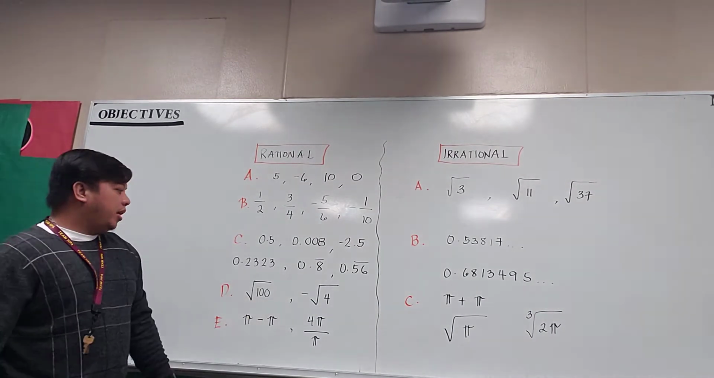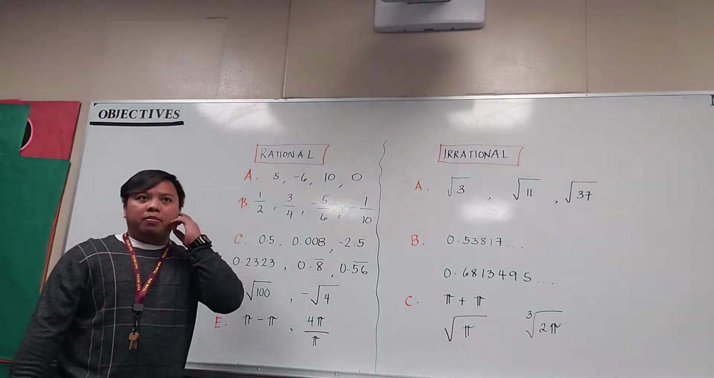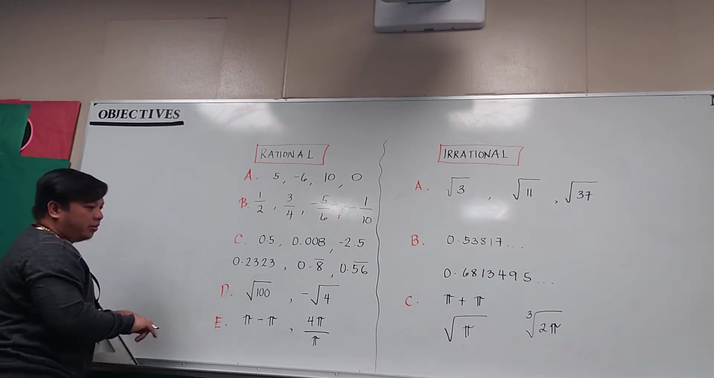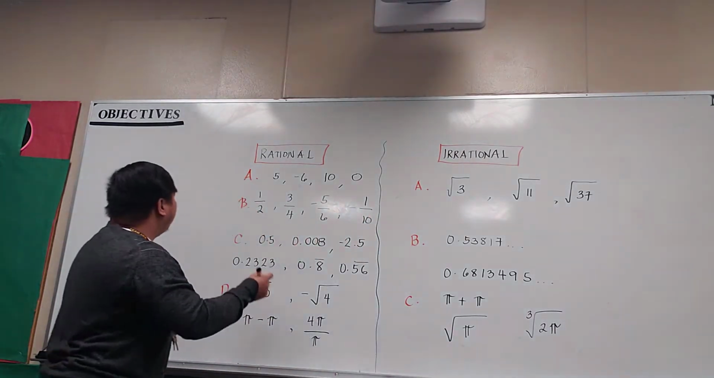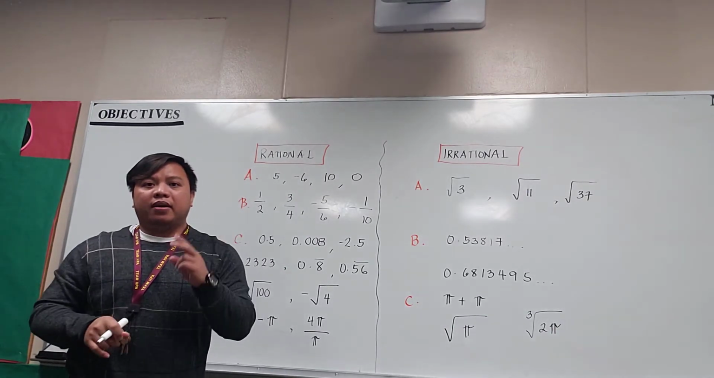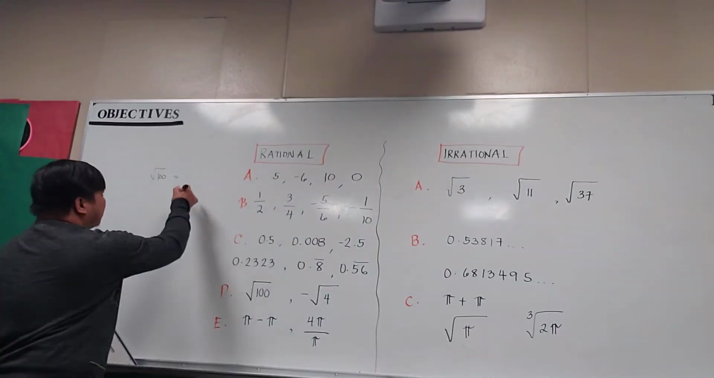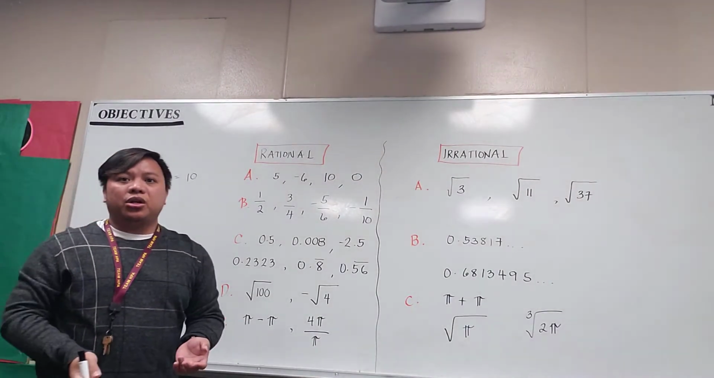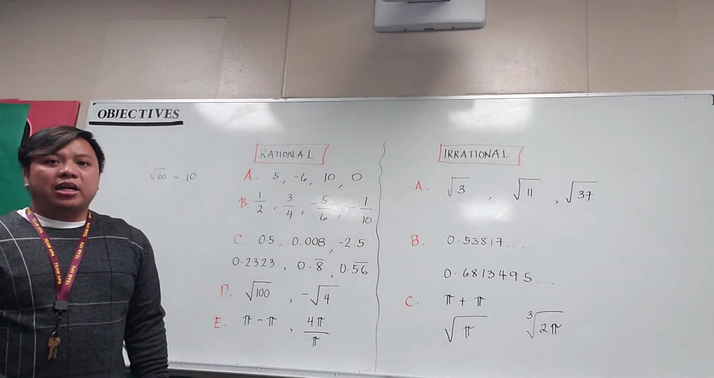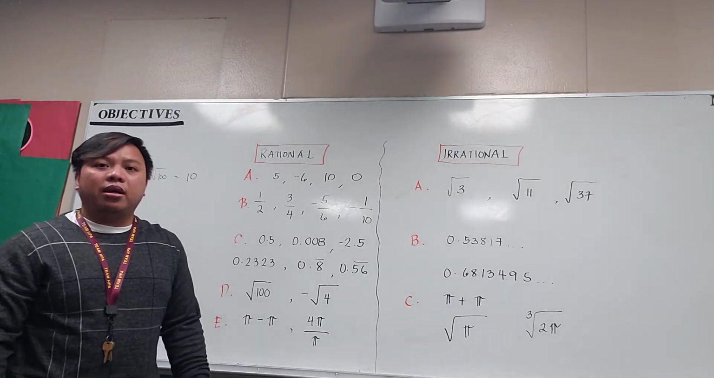And then we have option D. We got square root of 100, negative square root of 4. It becomes a rational number simply because, if I get the square root of 100, we know for a fact that square root of 100 is what? What is that number that we multiply by itself twice that makes 100? Yes, that was correct. It is 10, because 10 times 10 is 100. So the square root of 100 is basically 10. And I know for sure that 10 is a rational number because it's a whole number. So this square root of 100 becomes a rational number.